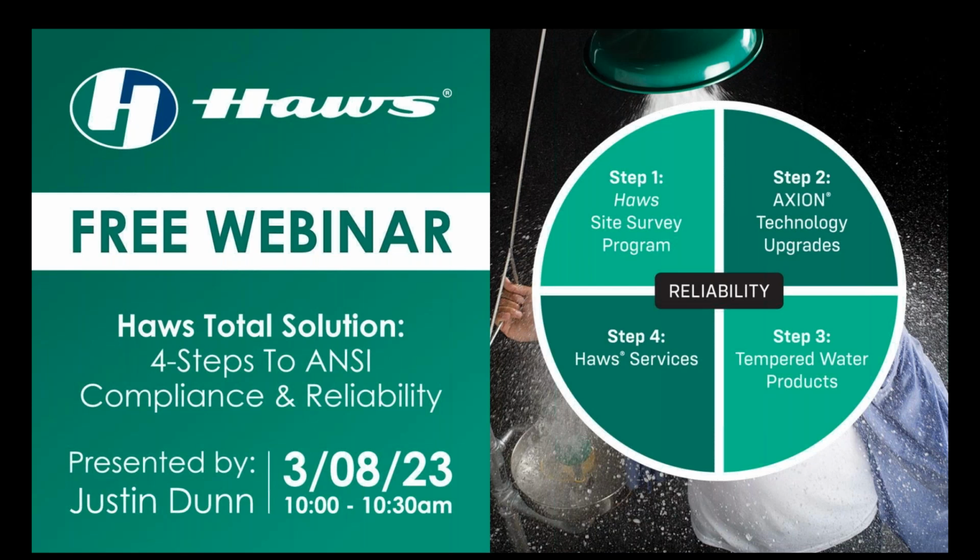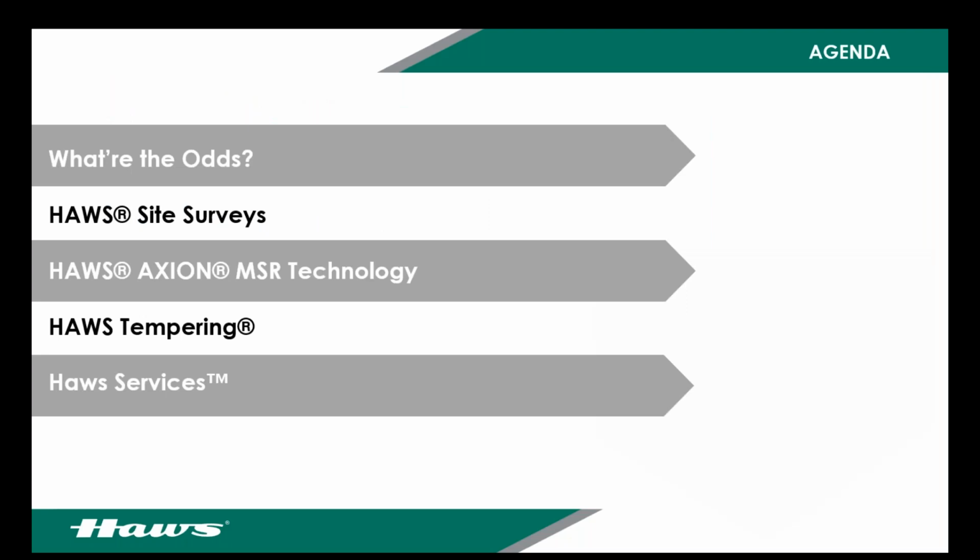Let me give you a little layout of what it is that we're going to cover. We're going to cover a little bit of information about your odds across all facilities from an emergency equipment first aid standpoint and what that actually looks like. We're going to cover Haws site surveys and why they're so important. How to fix those issues once we discover them through the site surveys, right? We know what's wrong. How are we going to correct those? How are we going to bring things back into compliance?